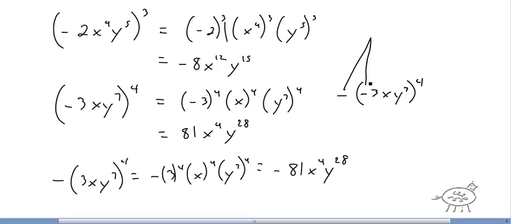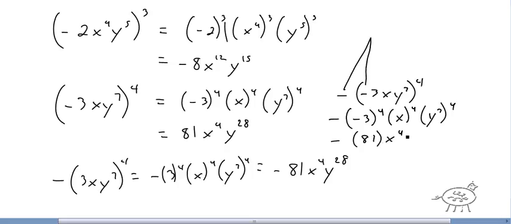You have to do your exponent first. So I'm going to leave the negative on the outside. And negative 3 to the 4th, x to the 4th, y to the 7th to the 4th. So it's negative, and that's 81. X to the 4th, y to the 28th, and then the negative stays there. So it's negative 81, x to the 4th, y to the 28th.